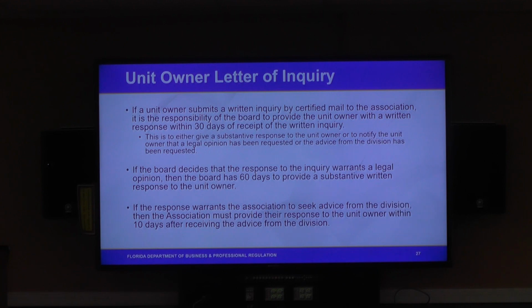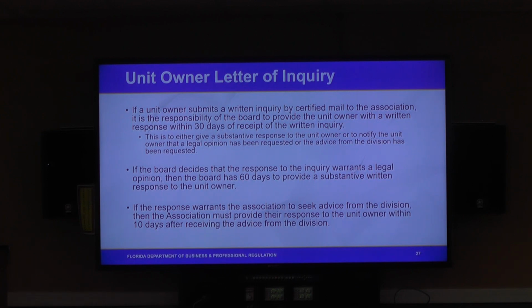Unit owner letter of inquiry. If a unit owner submits a written inquiry by certified mail to the association, it is the responsibility of the board to provide the unit owner with a written response within 30 days of receipt of the written inquiry. This is to either give a substantive response to the unit owner or to notify the unit owner that a legal opinion has been requested or the advice from the division has been requested.